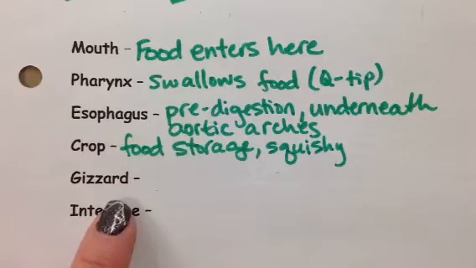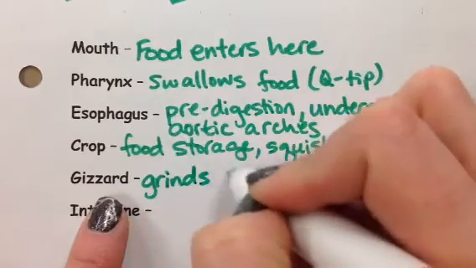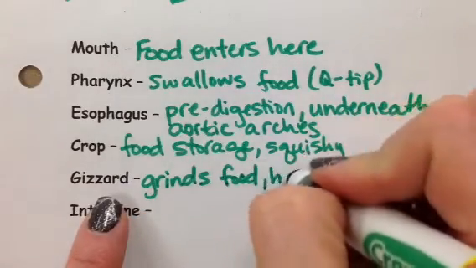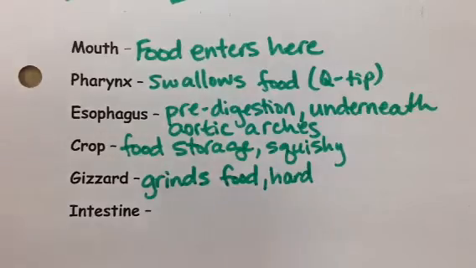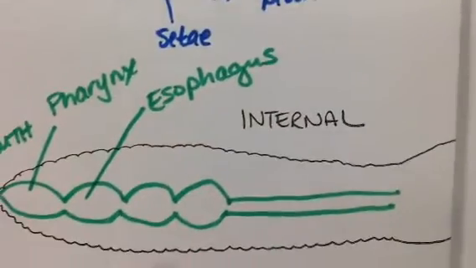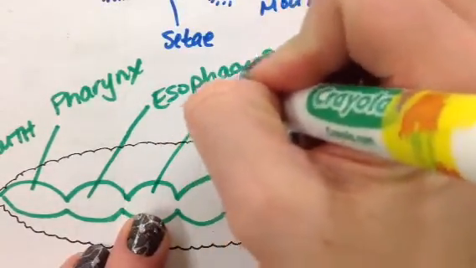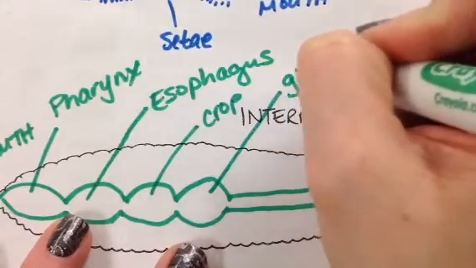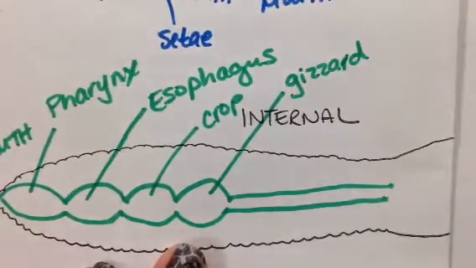And the next one is the gizzard, and G for gizzard, G for grinds. So the gizzard is responsible for grinding food, okay? And it is hard. In other words, when you touch it with your finger, it's going to be hard like a rock, all right? It will not move. It will not squish, all right? So on our diagram, the first bump that we talked about was our crop, and the second one that we talked about was our gizzard. That's an R, sorry. All right.